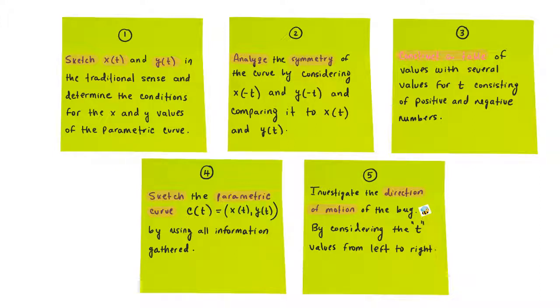So in order to do that, you remember that I like to take my t values and start from the smallest t value on my table all the way up to the largest t value. And then in that way, I can track down the motion of my bug. Then I would draw little arrows on the curve so that the motion is visible. And then next to each point, I write down the corresponding t value. So 5 steps that we can follow whenever we need to sketch a parametric curve.